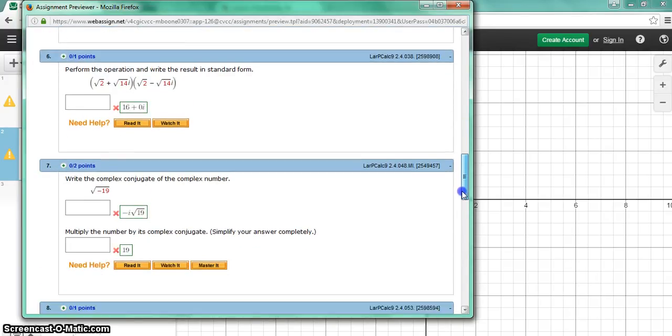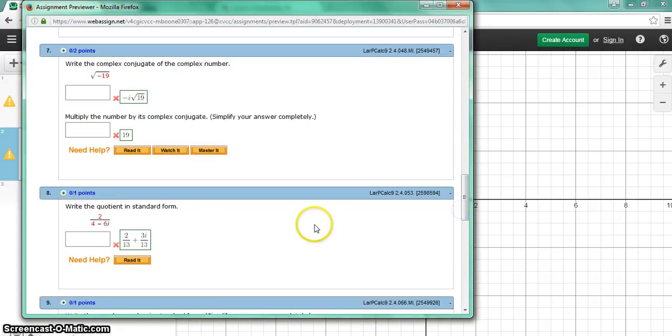Looking at something like number 8, write the quotient in standard form. Well, to get it in this form, what you have to do is rationalize the denominator. So when you worked with roots in the past, if you had a root in the denominator, you were asked to sometimes rationalize the denominator. And that means you'd have to multiply it by some root. Well, here, to put this in standard form, we'd have to multiply top and bottom by the conjugate. So for this one, the conjugate of 4 minus 6i is 4 plus 6i.